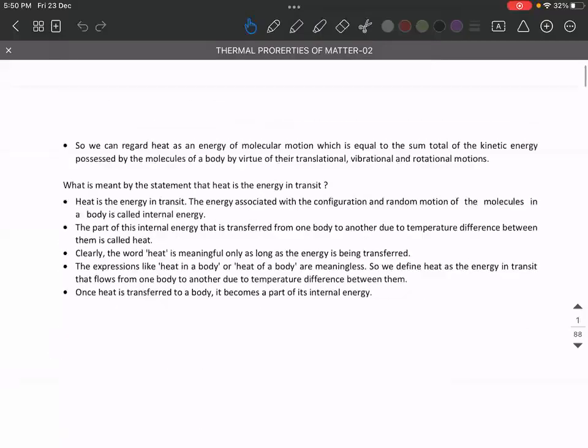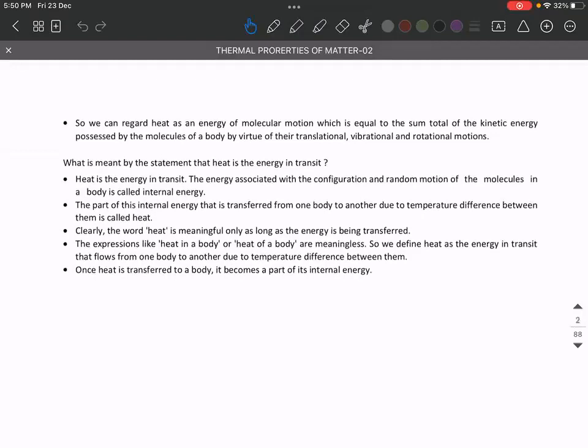Just go through the concepts of yesterday's class. Start from there. Go through the definitions and everything.